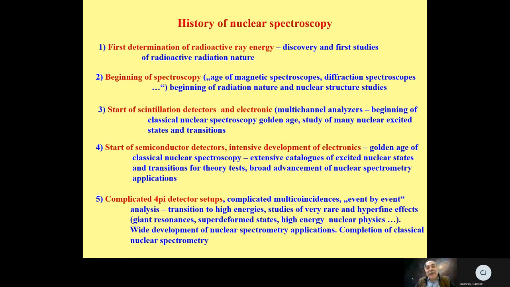The problem was that at the time of Rutherford, the beginning of the 20th century, it was not possible to have electronics, to convert the signal to an electronic signal, and to use computers for recording and online analysis. The use of electronics started after the Second World War. In that third epoch it was possible to use scintillation detectors and electronics. In the 40s and 50s we have the beginning of classical nuclear spectroscopy, the start of the golden age.